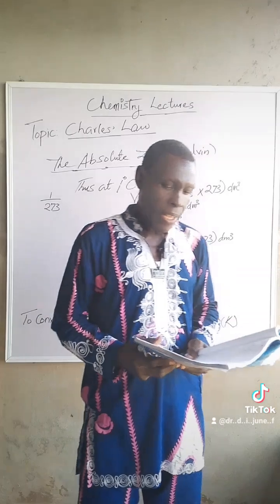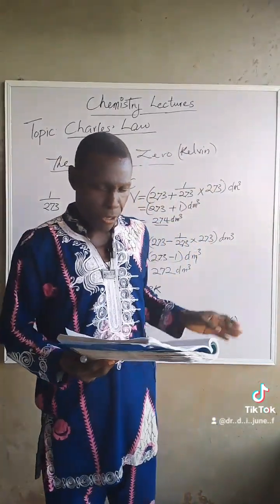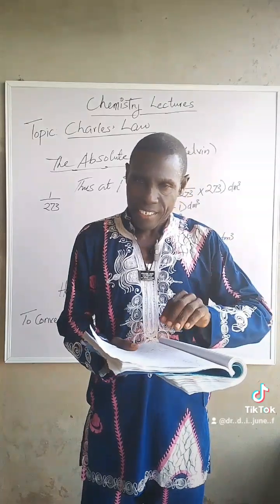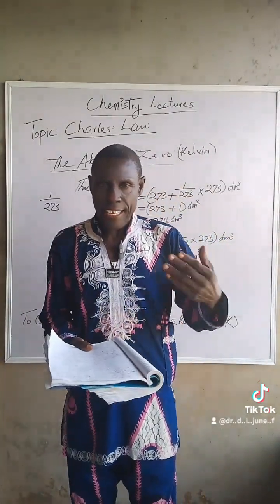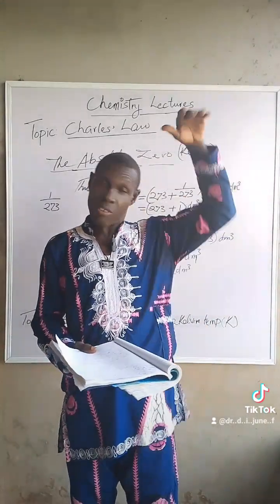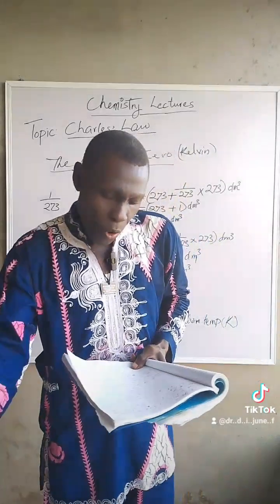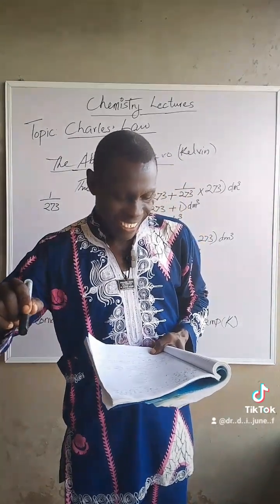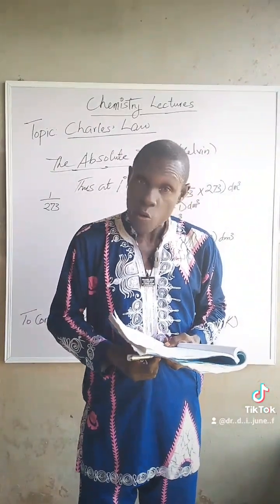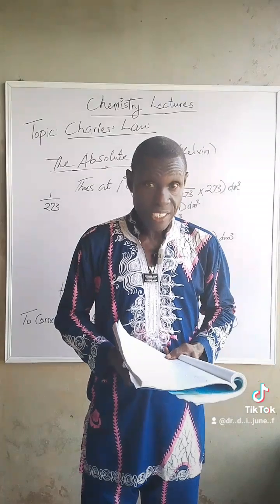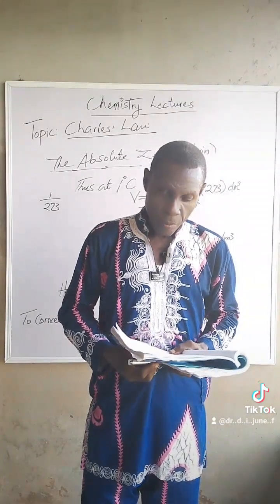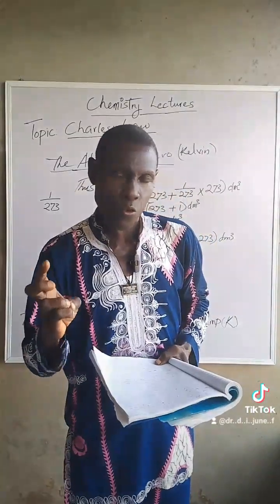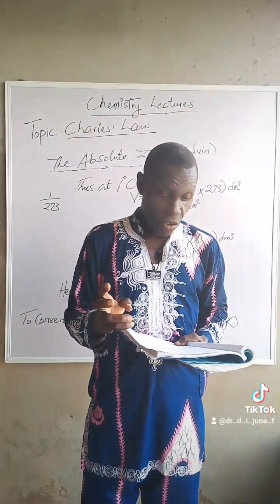Now, according to the above expression, when a gas is cooled, 0 is the zero temperature. Anything below 0 is minus 1, minus 2, minus 3 to infinity. So when the temperature of a gas is cooled to minus 273 degrees Celsius, its volume will be 0. That's what it's telling you. So, in other words, minus 273 degrees Celsius is the lowest temperature attainable, and it is called the absolute zero.